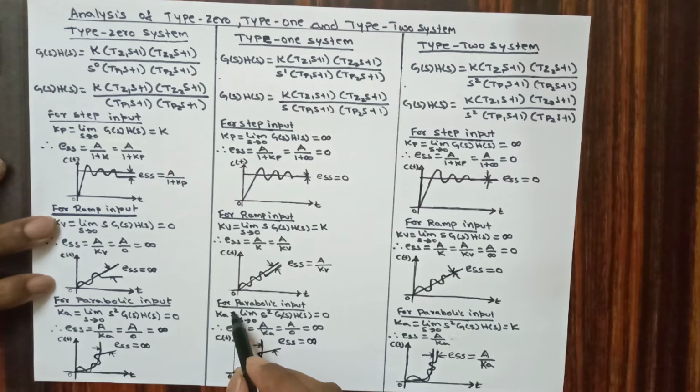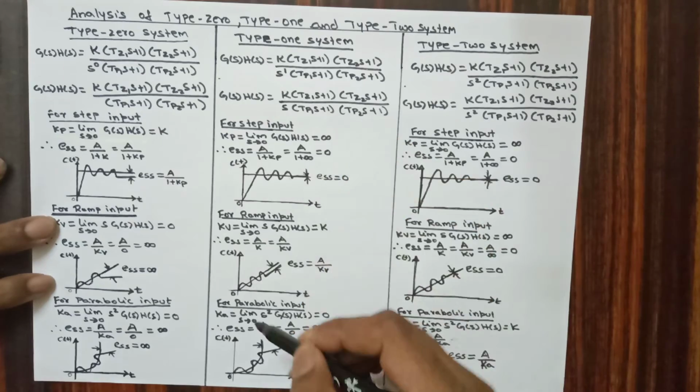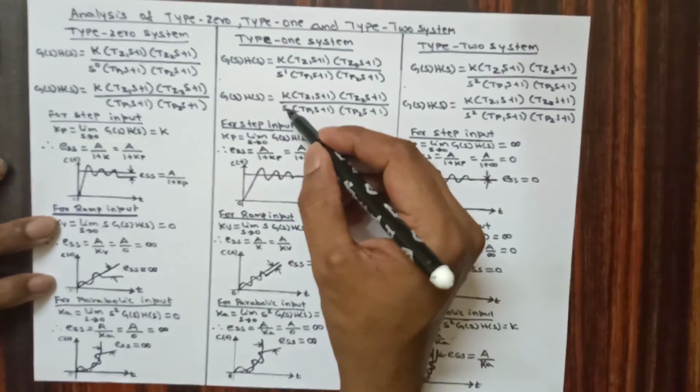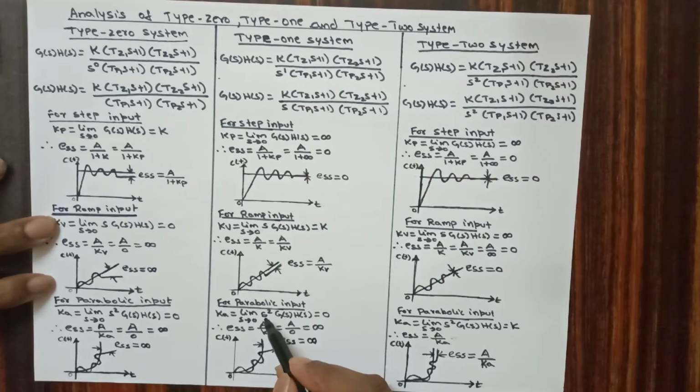Next, for the third example, that is for parabolic input, when we apply the parabolic input for a type 1 system, we know that the acceleration error coefficient Ka is equal to limit s tends to 0 of s to the power 2 into G(s) into H(s). This time when I consider a type 1 system G(s) into H(s), in this case s to the power 2 and s get cancelled, and what is left will be s into G(s) into H(s).